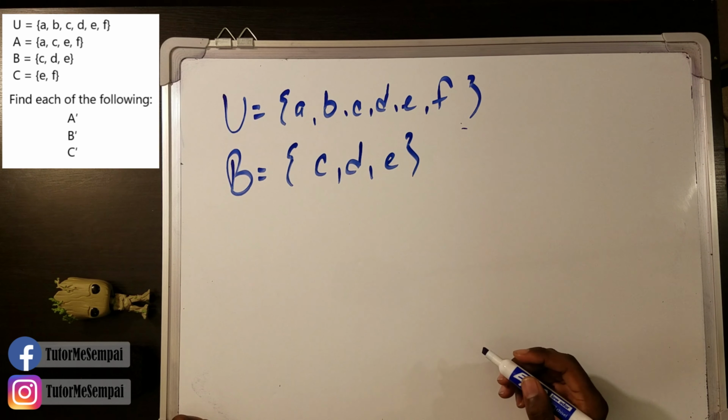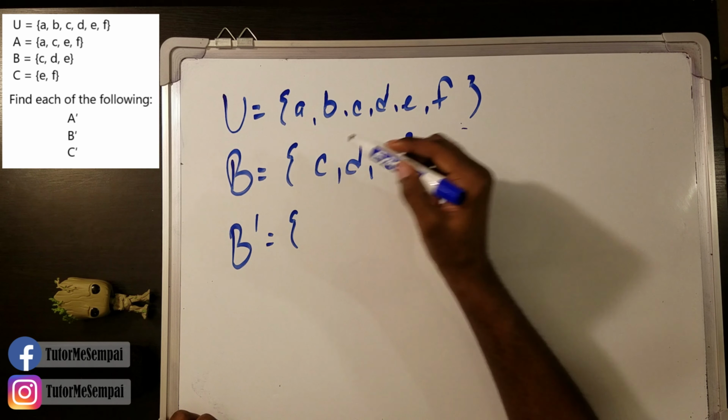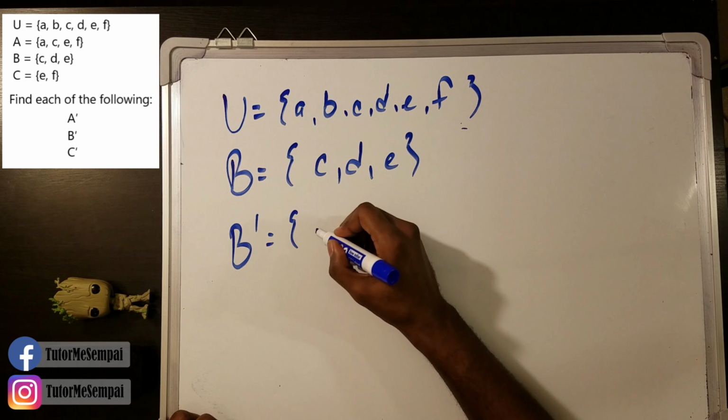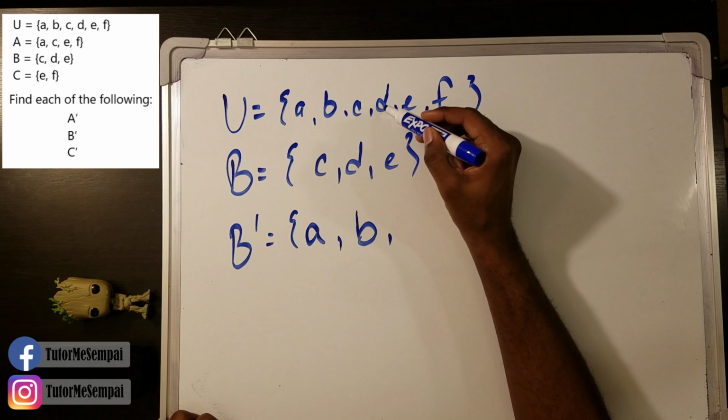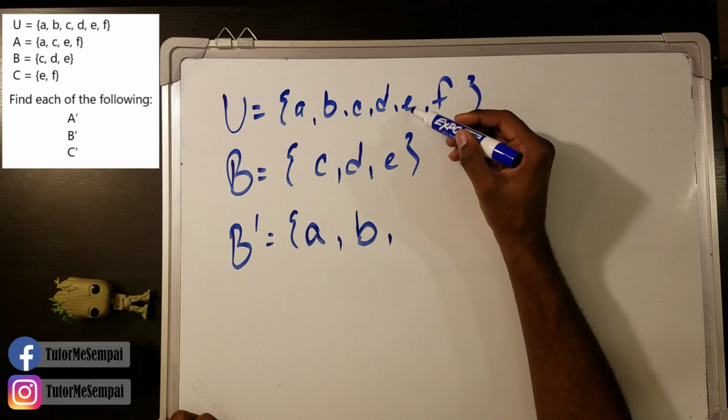How about B? What would B complement be? Well, is A in B? No. So B complement is going to have A. Is B in B? No. So B complement is going to have B. How about C? Is C in B? Yes. So we don't write that. How about D? That's also in set B. How about E? Yep, that's in set B as well. How about F? No. So we want that. So B complement is going to be A, B, F.